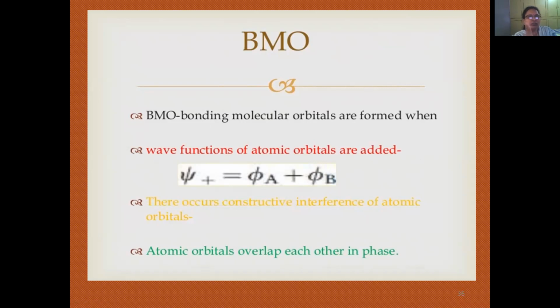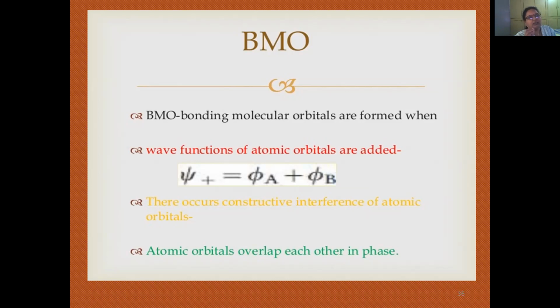Psi is nothing but the probability of finding an electron, right? So here we are using that as a wave function. So psi is used as a wave function. Here we are specifically talking about the bonding molecular orbital. So bonding molecular orbitals are formed only when wave functions of atomic orbitals are added.